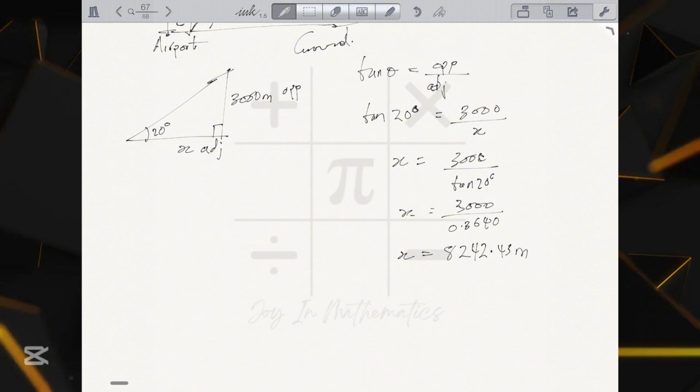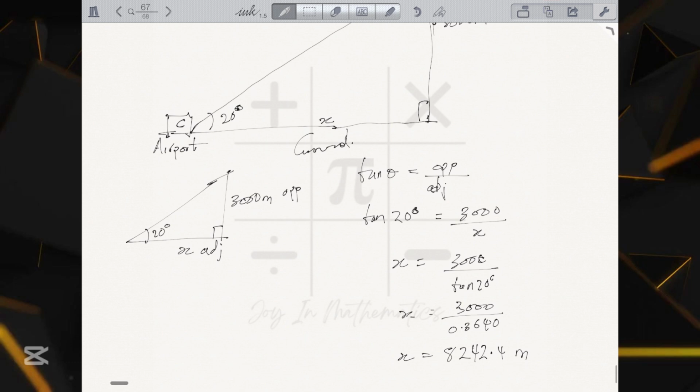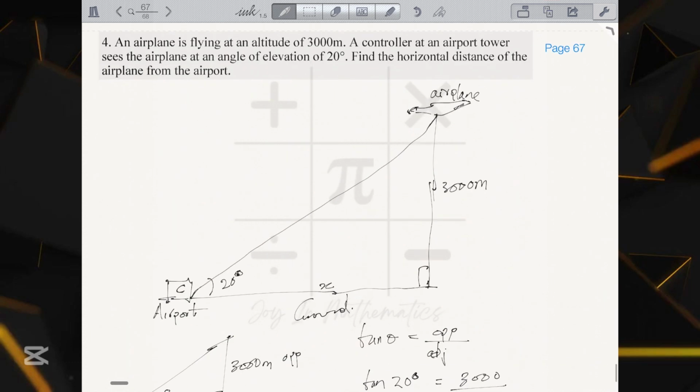So we have evaluated the horizontal distance to be 8242.43 meters. That means we have the horizontal distance evaluated. Now let's take an exercise on angle of elevation and depression.